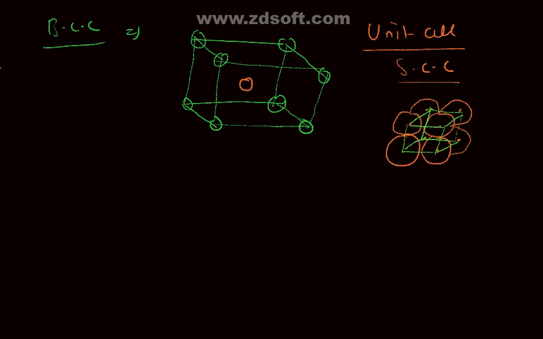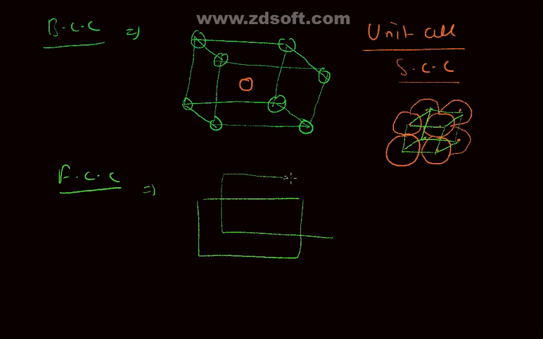Now I was talking about BCC. Let's talk about the next one, that is FCC. In FCC also we should consider a cube in which atoms are present at the corner, like these are the corners, 8 corners. Okay, along with the corner, the atoms are also present at the face center. So there are total 6 faces in a cube.